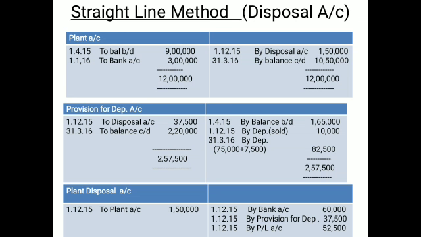So here you may see, after passing this, how will you pass the entry? First, out of the provision, you have to shift the provision for depreciation to the disposal account. So you may see in the provision for depreciation account, the word disposal is there. 37,500 is shifted to the plant disposal account. And from the plant, the value of machinery 1,50,000 will be shifted to the disposal account. You may see by disposal is listed there, shifted with 1,50,000 here.